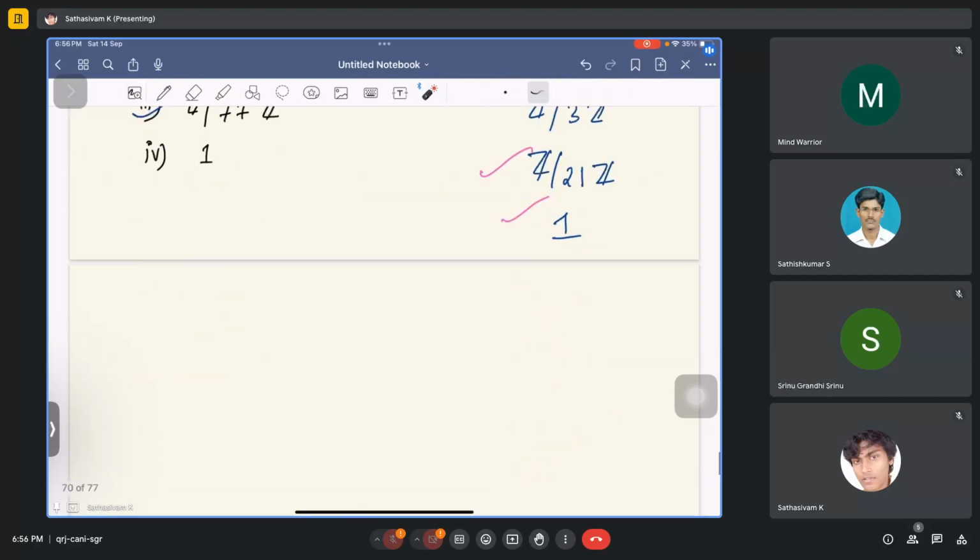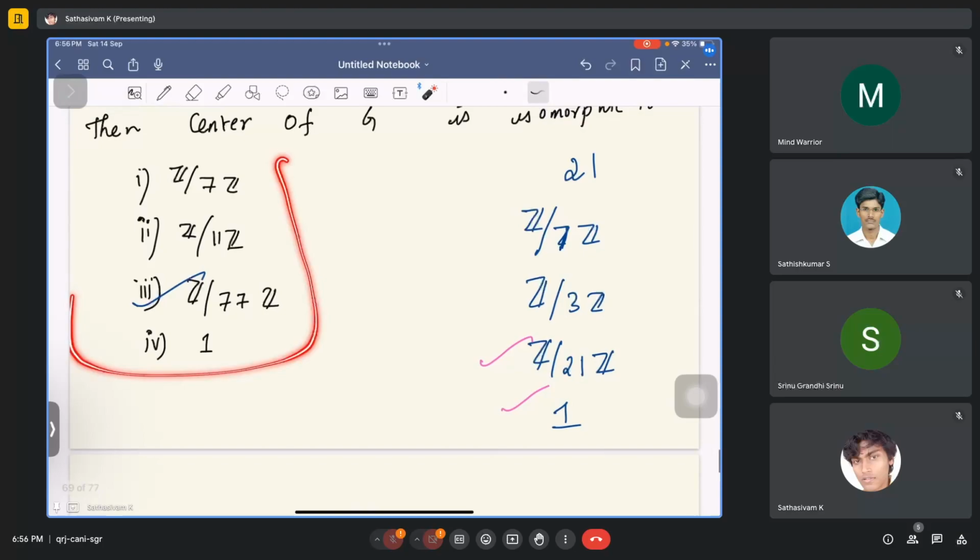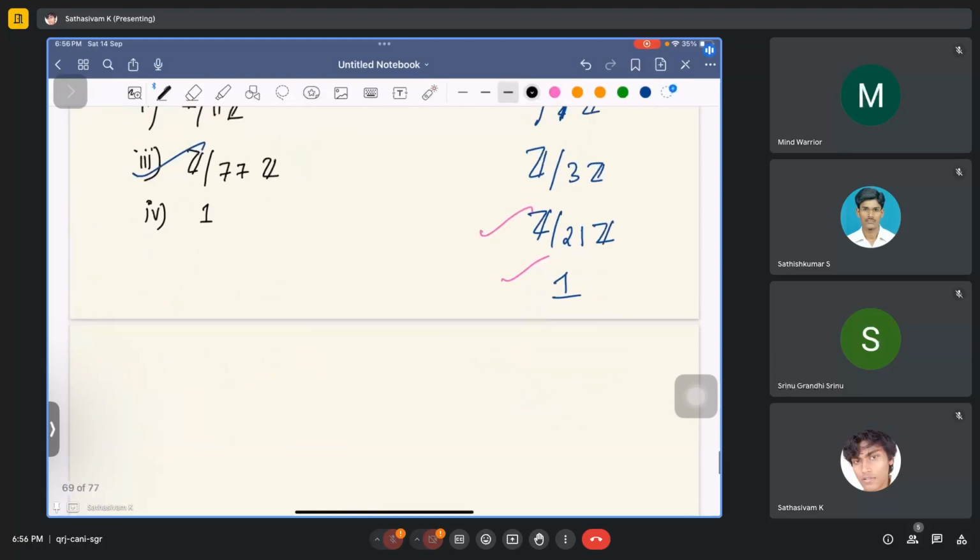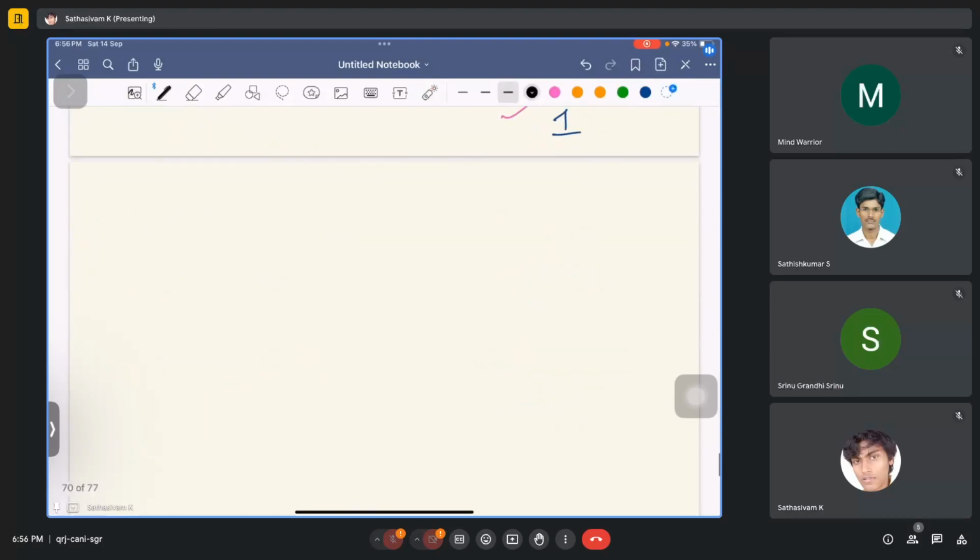So by Lagrange's theorem, let me do this for this particular one. By Lagrange's theorem, what are the possible orders? You are working with a group whose order is actually 77. And by Lagrange, what are the possible orders for the center?